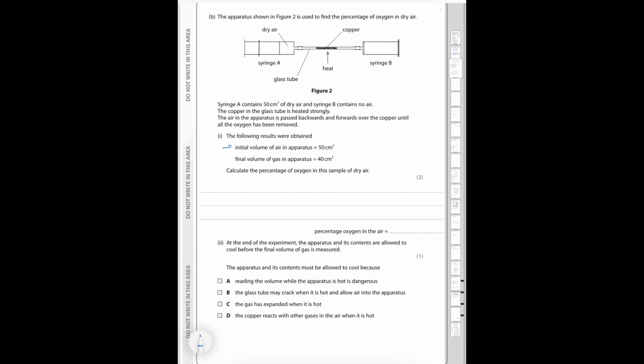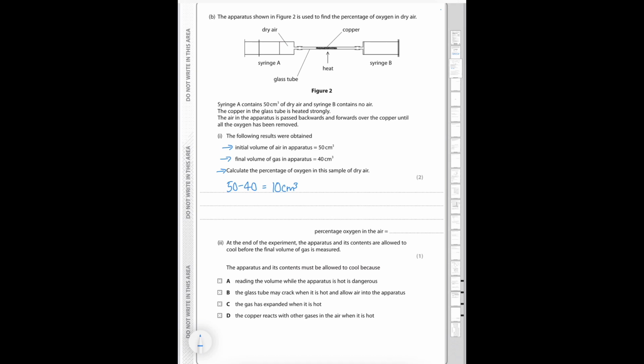So the initial volume of the air in the apparatus was 50 centimetres cubed. The final volume of the gas in the apparatus was 40 centimetres cubed. And we've got to calculate the percentage of the oxygen in the sample of dry air. So first of all, we need to work out how much of the air has decreased. So we have 50 take away 40, which will be the oxygen part of the air, which is 10 centimetres cubed.